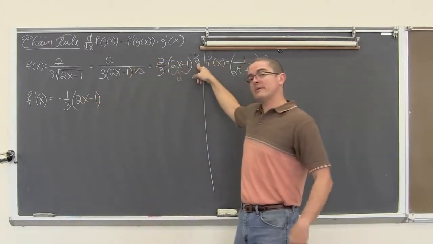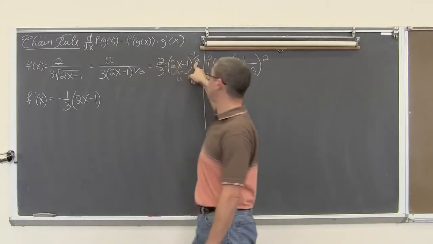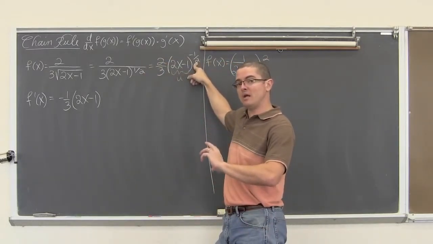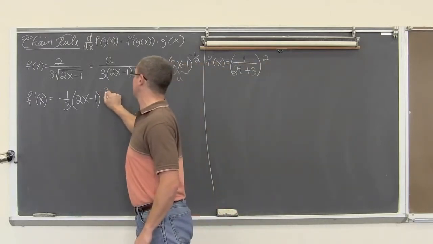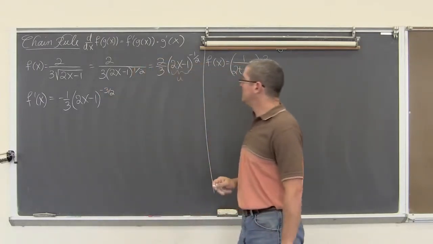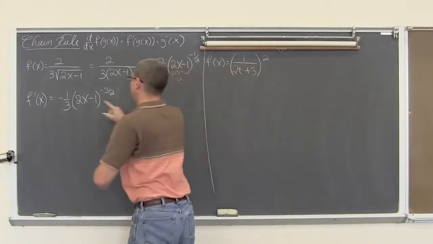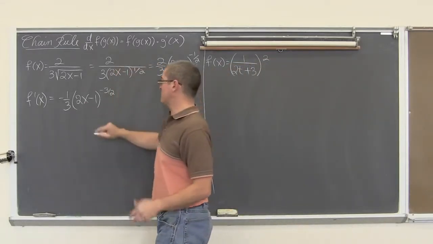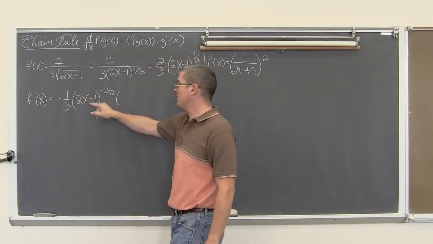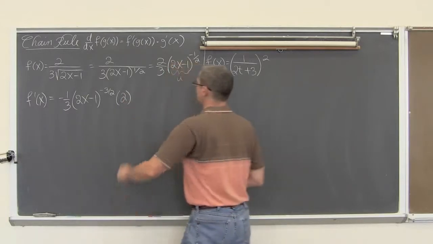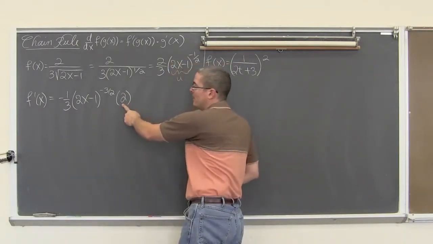We're going to let that exponent be reduced by 1, so negative 1/2 minus 1 is negative 1/2 minus 2 over 2, so it's going to be negative 3 over 2. And then we need to take the derivative of this inside function. So the derivative of 2x minus 1 is going to be equal to 2. So this is the u, and this is the derivative of u.